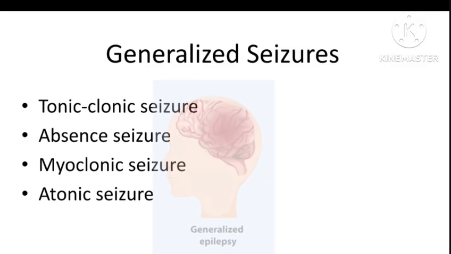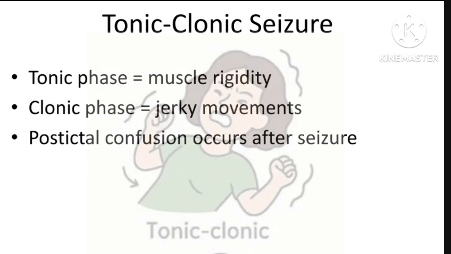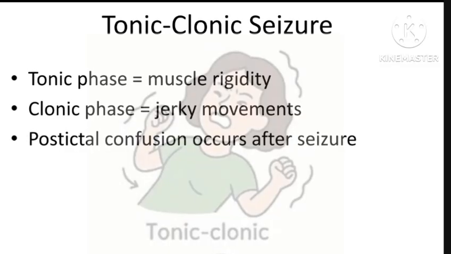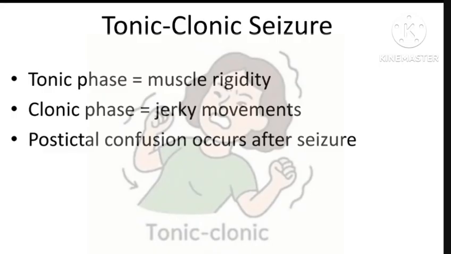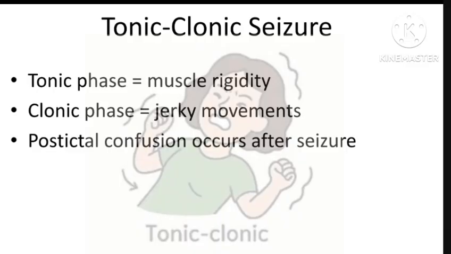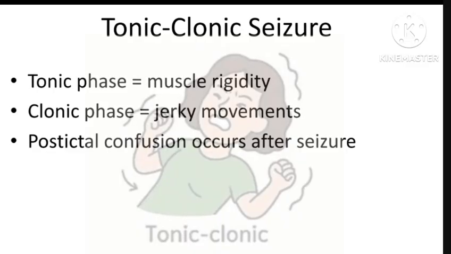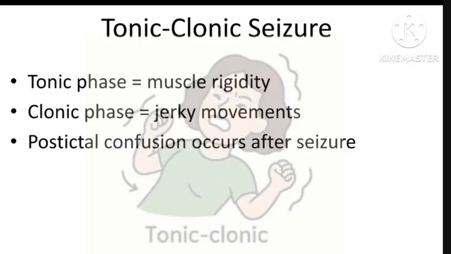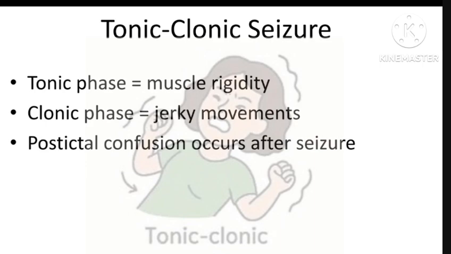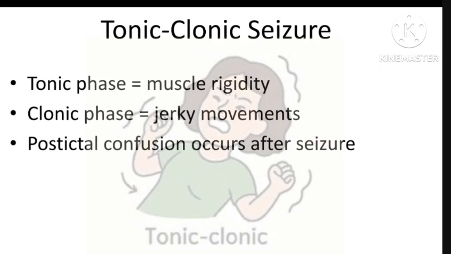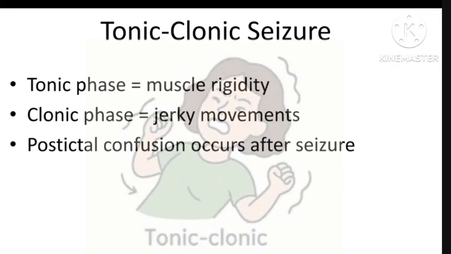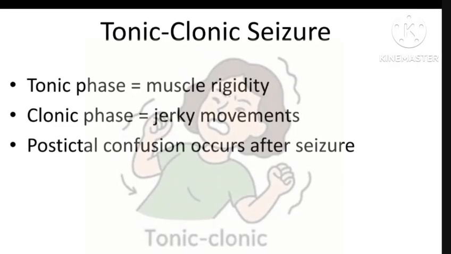The tonic clonic seizure is the classic seizure. Most people imagine this. In the tonic phase, the body becomes rigid, muscles contract strongly, the patient may fall, breathing may stop temporarily. In the clonic phase, jerky movements occur. Repeated muscle contractions and relaxations, tongue biting may occur, urinary incontinence may occur. After the seizure, the patient becomes confused and exhausted. This is called the postictal phase.